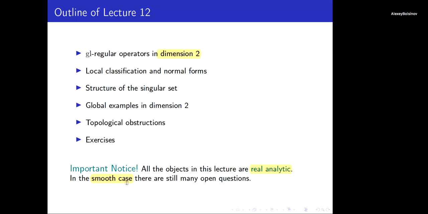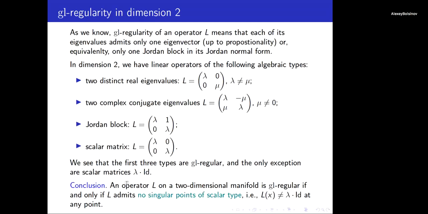Global examples, we definitely know this, that global examples in the smooth case can be essentially different from those in the real analytic case. But I'm not going to discuss this at all. Maybe at the end of this course, when we'll be talking about open problems, we will mention this non-trivial passage from the real analytic to smooth case, but not today. Today, everything is just real analytic, and we forget about anything else. Good, so let's start.